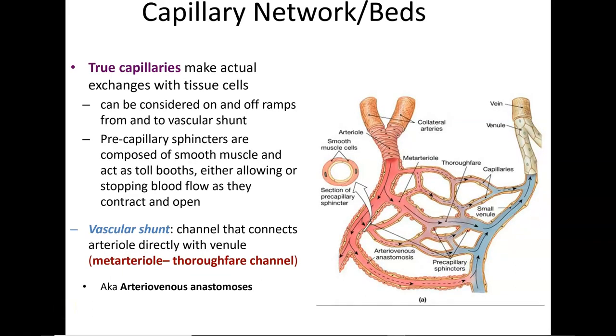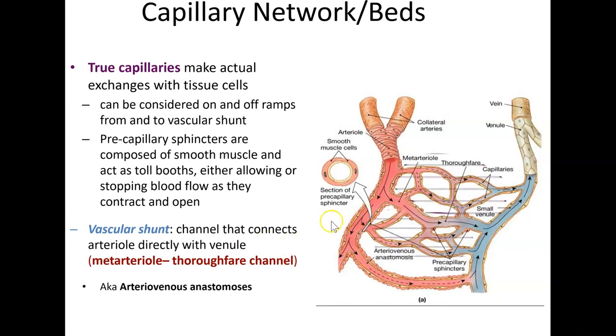This is also called an arteriovenous anastomosis. And just to give you a good idea as to what regions we're talking about, here is our true capillary region in which blood flow is going through all directions, and we are exchanging nutrients and waste products with the tissue. And then our vascular shunt would be this region right over here. And you could see located in these areas would be where the precapillary sphincters are. So this kind of encircles this vasculature right here.